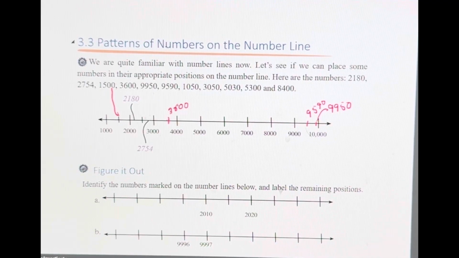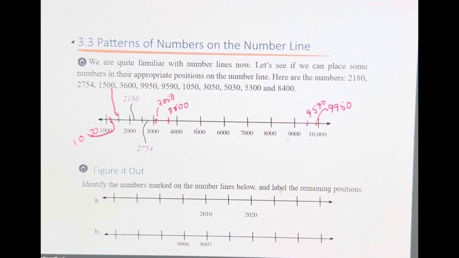Now 1050. So now 1050 is very near to 1000. So we can mark it somewhere here, and we write it on the side, 1050. Now if we see 3050, so 3050 will be very near to 3000. So we write 3050. You can use a scale and mark points.